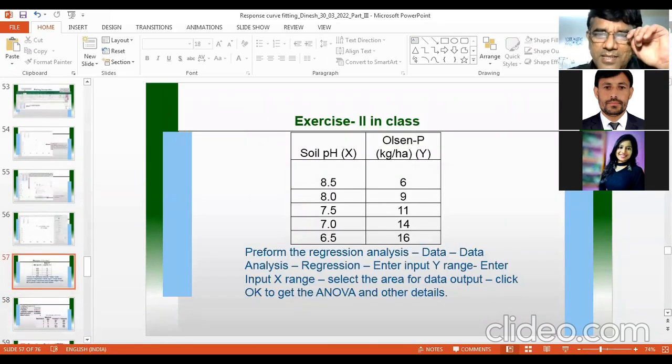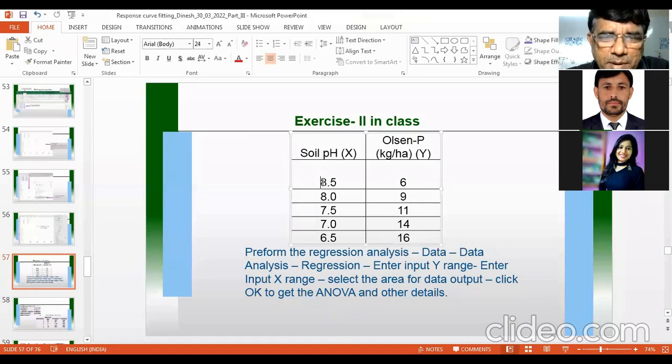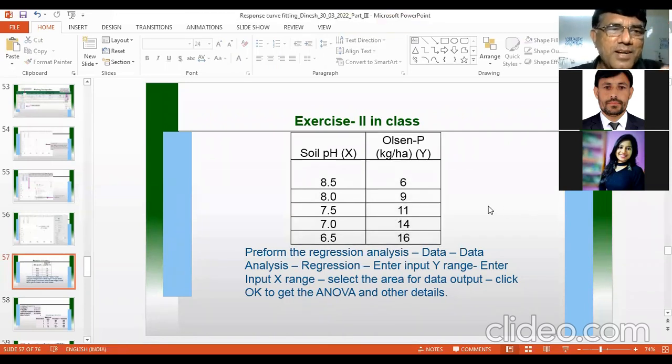Now, one exercise in the class, I can show you about this. Soil pH is there, 8.58 and so on. It is decreasing. Soil pH is decreasing and phosphorus, P, is increasing. Now, don't ask me why it is happening. I'm not teaching you fertility here. It is statistics. It is about fitting the equation. So perform the regression analysis in this case. You can do it yourself also.